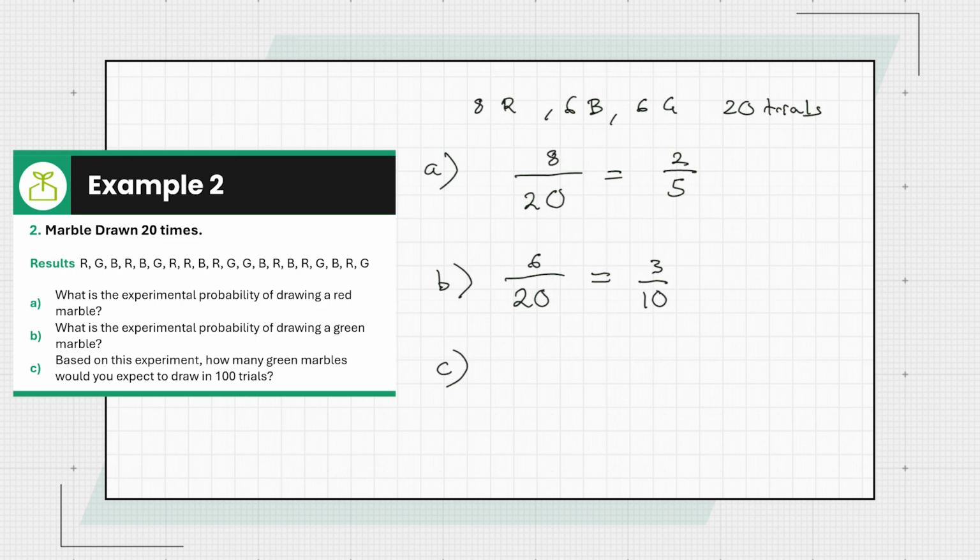Okay, let's look at C. Based on this experiment, how many green marbles would you expect to draw in 100 trials? So green was 6 out of 20 or 3 out of 10. So what we can do is we can put 3 out of 10 is equal to something out of 100. Now, to go from here to here, I've clearly multiplied by 10. I have to do the same thing to the top, so I maintain this proportion, and that becomes 30. So I'd expect to get 30 green marbles.